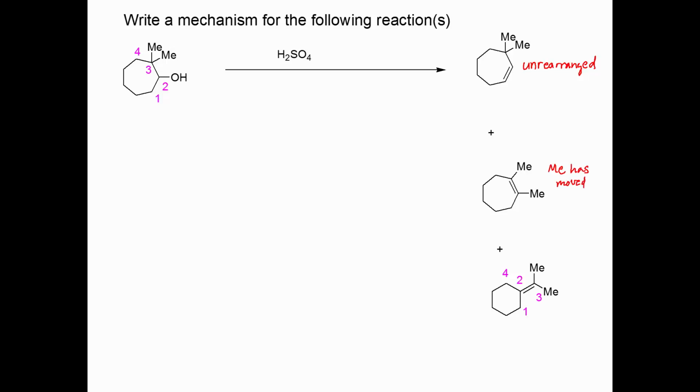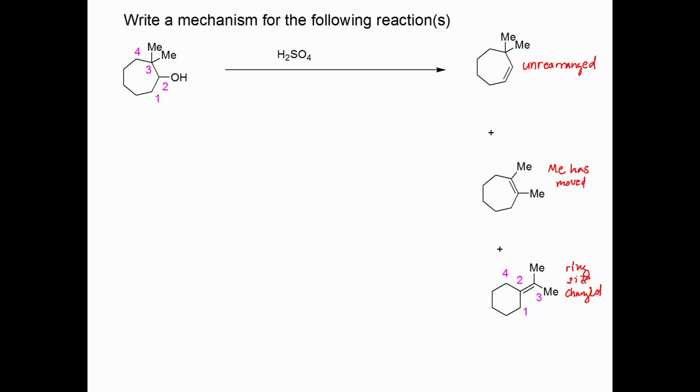And here it looks like ring size has changed. We've actually gotten to a smaller ring in this case. And changes in ring size usually refer to, or are characteristic of, 1,2 alkyl shifts occurring through carbocations.